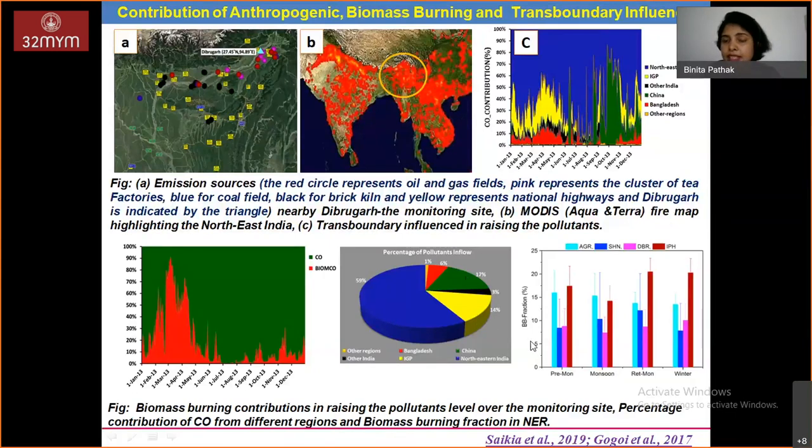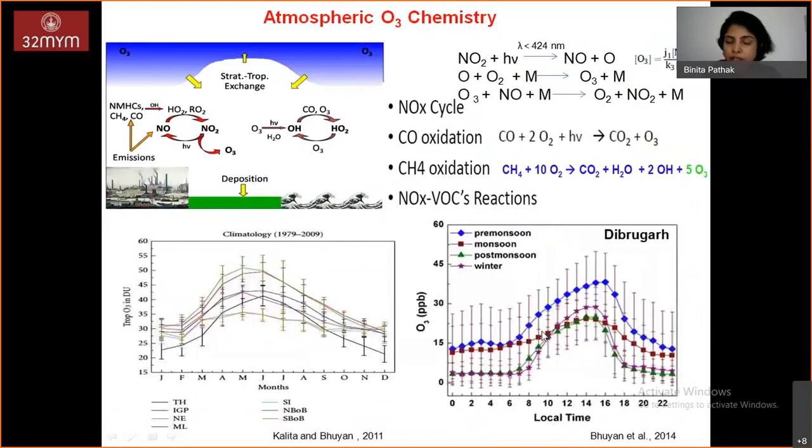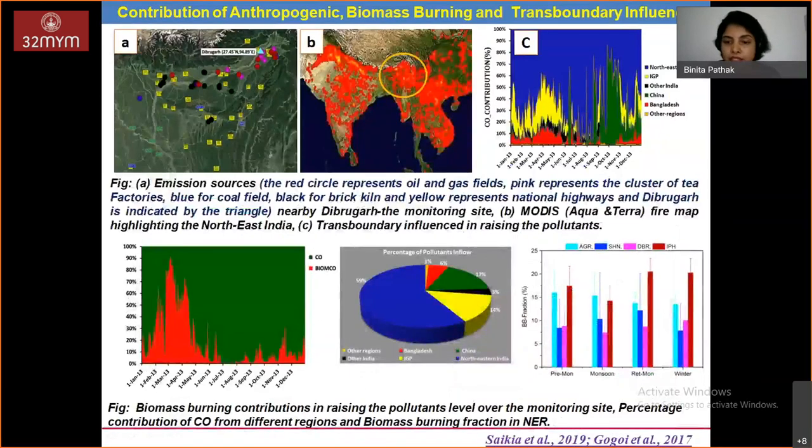And the biomass burning fraction could also be calculated from the measured black carbon concentration at four different locations: Agartala, Shillong, Dibrugarh, and Imphal, where ISRO has its observatories for aerosol measurements.